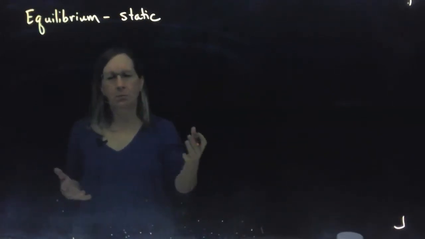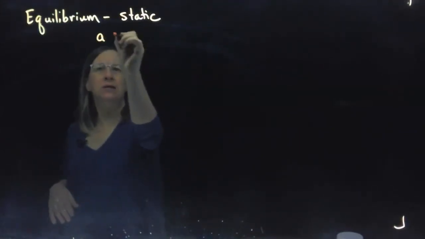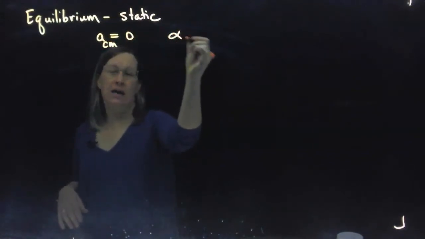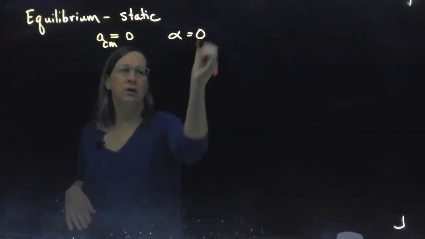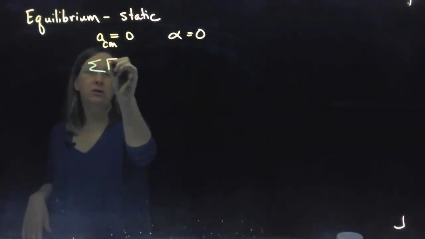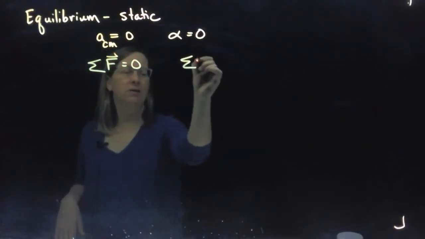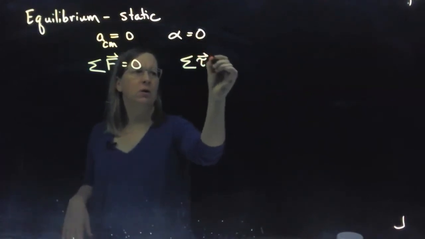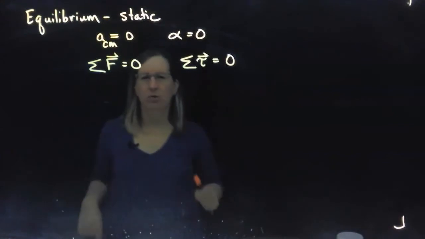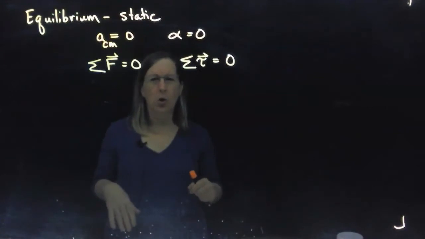And so for something to be in equilibrium or to be at rest, we would say its acceleration, the acceleration of the center of mass, is equal to 0, and its angular acceleration is equal to 0. So what this means is that the sum of all the forces that act on the object must be equal to 0, and the sum of all the torques must be equal to 0. And these are often called the first and second condition for equilibrium. And you use both of them to figure out what's going on.